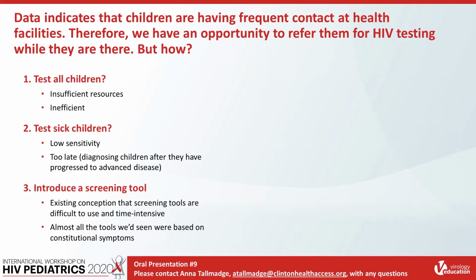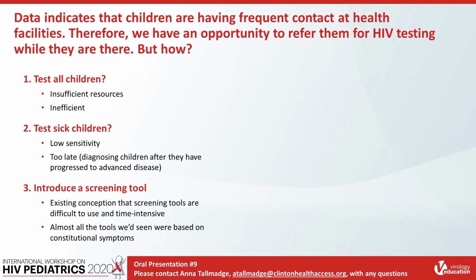So if we're going to target testing, one option is to test all sick children. However, the sensitivity of this is also low since there are so many factors in general childhood illness. And additionally, by the time a child starts manifesting clinical symptoms of HIV, that's often pretty late into disease progression. Ideally, we'd want to identify these children earlier.